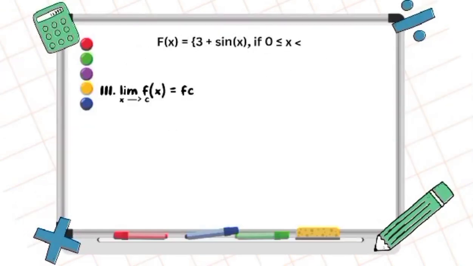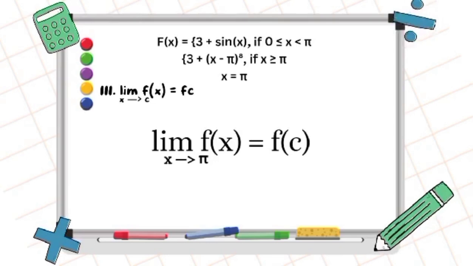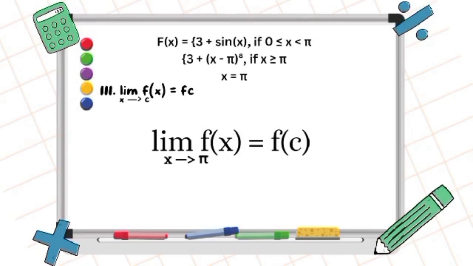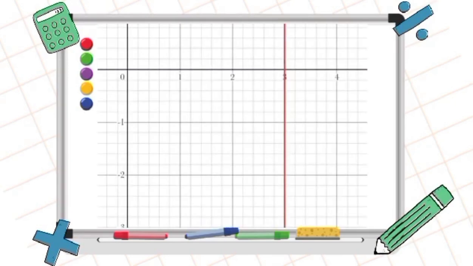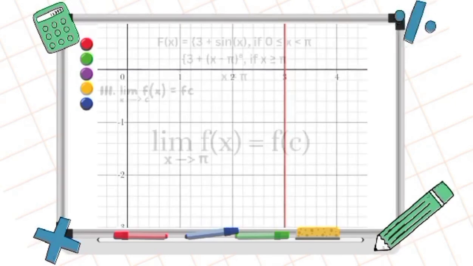So now let's move on to the last condition. The limit of f of x as x approaches c is equal to f of c. Since our limit of f of x as x approaches pi is equal to f of c, we can determine that our function is continuous at the point x equals pi.